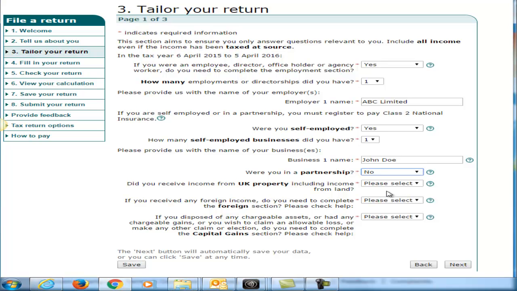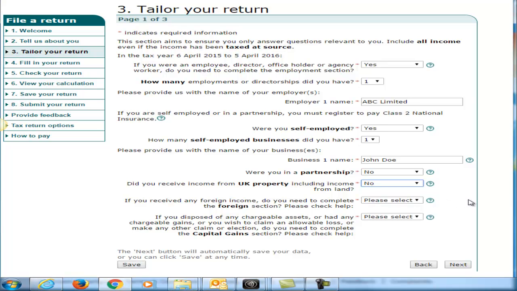Did you receive income from UK property, including land? Now, if you have property income, so this is whether you are part of a rent-a-room scheme, so you have your own house and you rent a room to a lodger, then that would be a yes. Or if you had any property that you have invested in that you rent out to any third party, then that will also be a yes. But this person's a no.